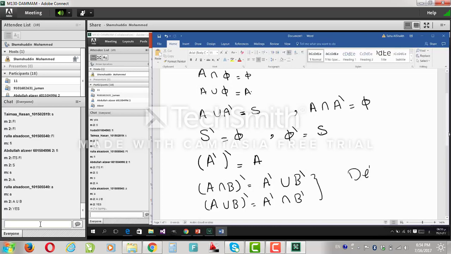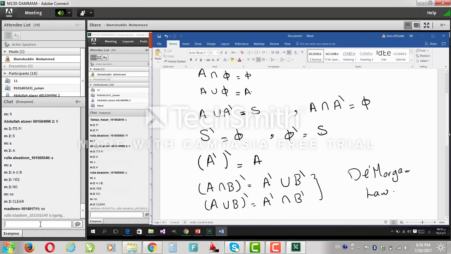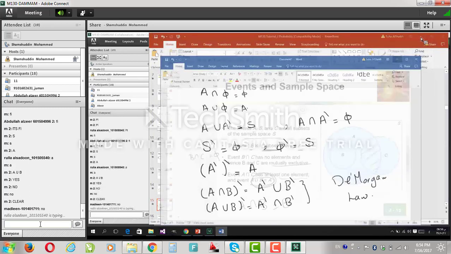This is what we call De Morgan law. Also if you took the course M131 you would know those relations. Okay, you can find them in the book. They are not in the slide, they are in the book. They are useful actually. You'll see later that we will use some of them. Any questions till now? Any questions, students? Okay, good.